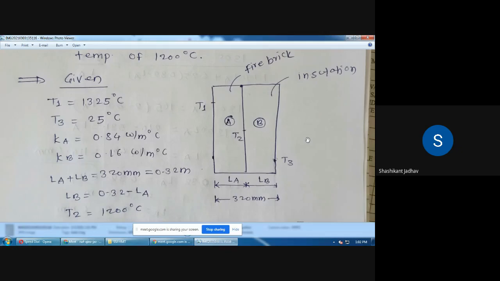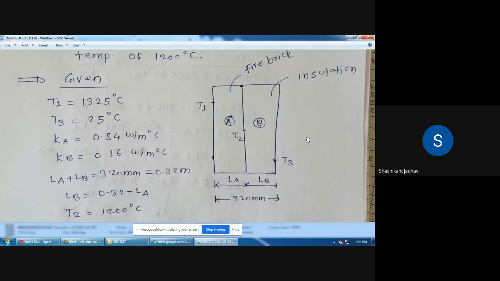Then thickness of this total wall is given, that is La plus Lb is equal to 320 mm. So we have to convert that mm into meter. So 0.32 meter. Okay. Total thickness of that particular wall is given. So LA plus LB is equal to 0.32 meter. So from that we have to write the equation for the LB. So LB is equal to 0.32 minus LA.